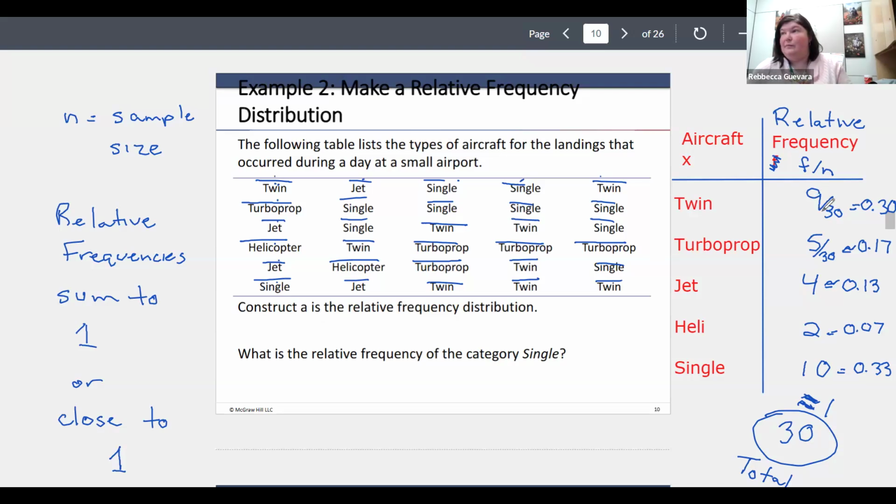So what we need is the relative frequency of single. So that would be, got my out of 30s here, that's a little important. It would be 10 out of 30, or we would say 0.33, about 33%. Another way of saying it is a third of them.